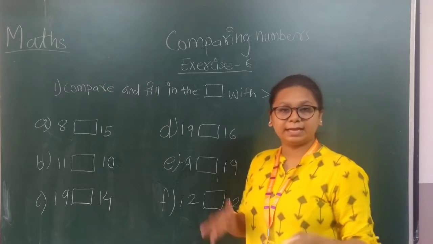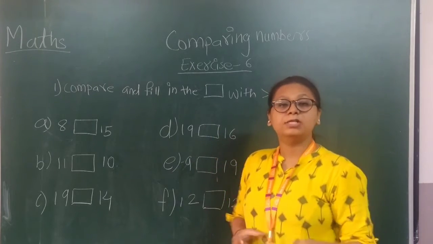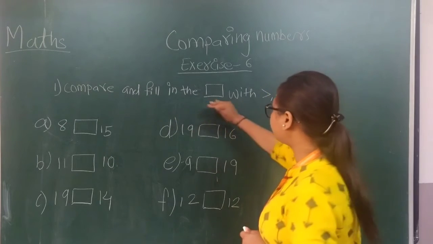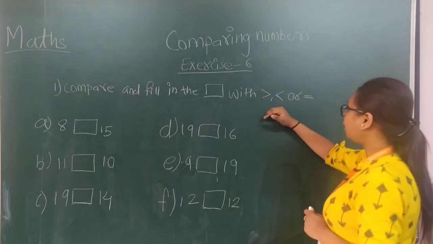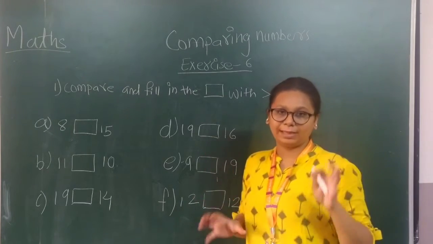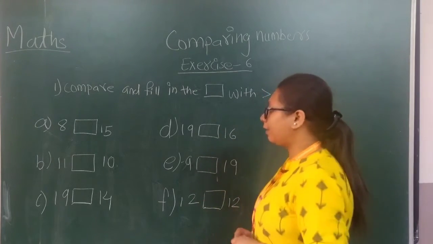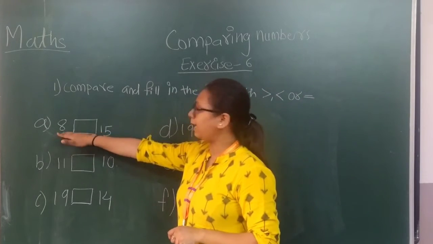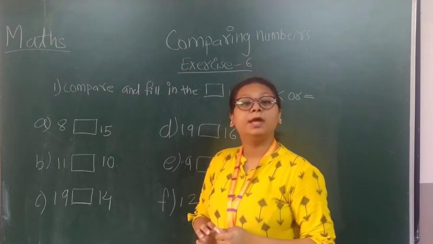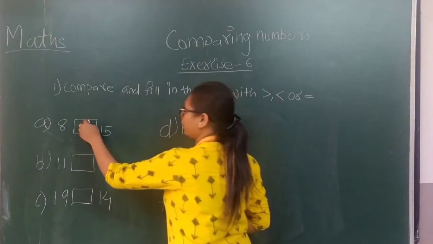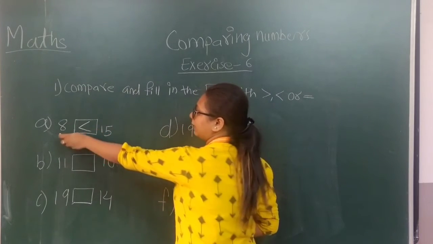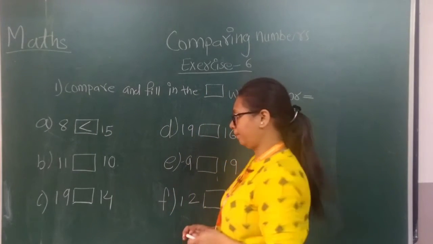We already studied comparing numbers, right? So now we move to the exercise. Compare and fill in the box with greater or smaller or equal to sign. You have to fill in with the signs. Now here we will start with the first one. 8 and 15. Which is the bigger number over here? 15. So the mouth will open towards the 15, that is the bigger number, and the tail towards the smaller number.